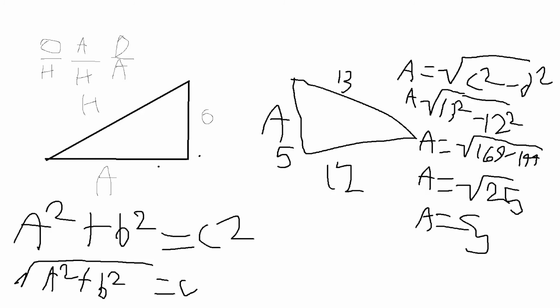Now, if you don't know what square root is, the square root is basically the inverse of squaring. So if you take something squared and you square root it, it gets you back what you squared.